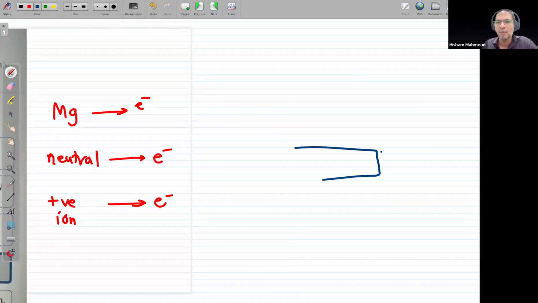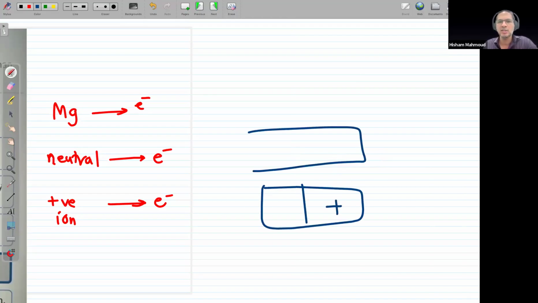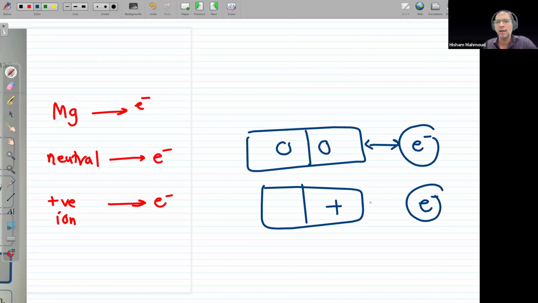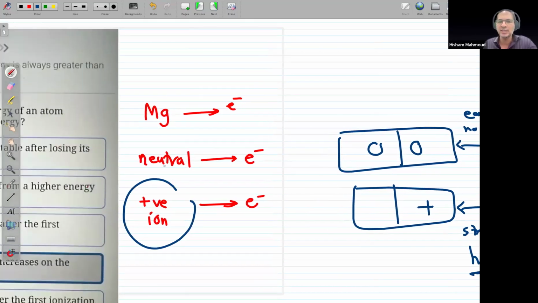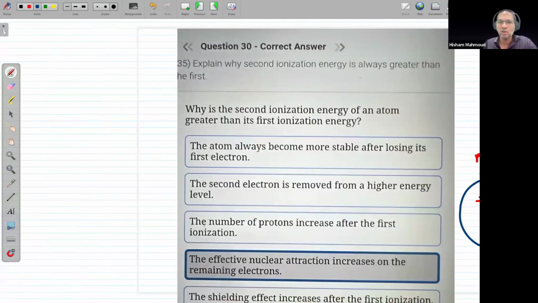Let's imagine you have a magnet, and this magnet is positive here. And this is nothing, this is neutral, this is 0. Which is easier? Take the electron away from this one, or from this one? That's much easier because there is no attraction between the neutral and the negative. While here there is strong attraction between the positive and the negative. That's why it is harder to remove this electron. So removing an electron from the positive ion is more difficult than from the neutral atom. That's why it's always harder.